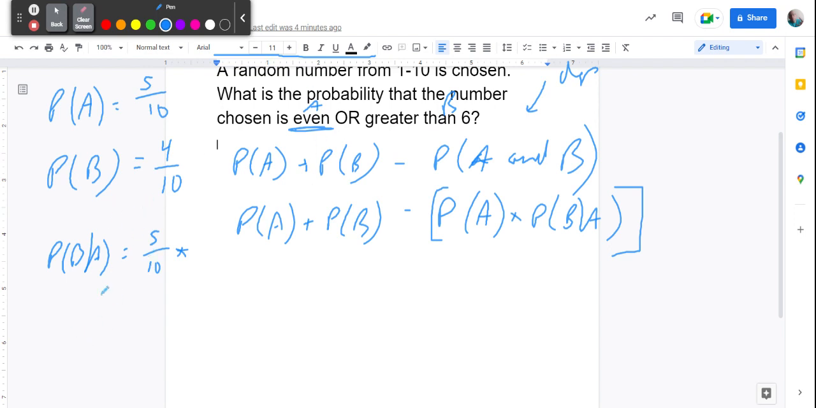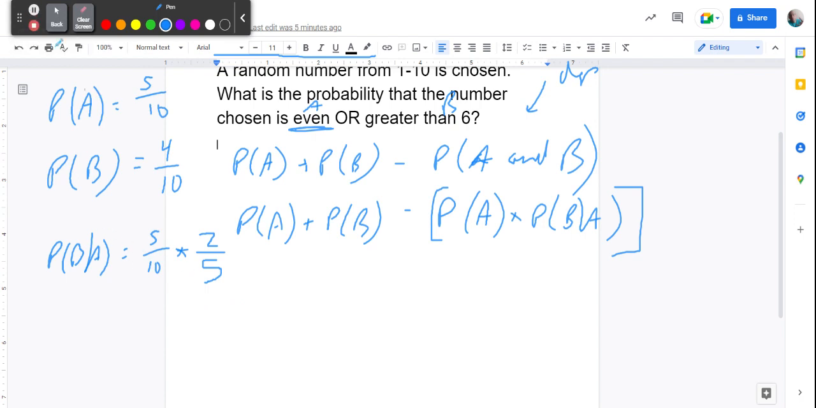So we have 5 even numbers: 2, 4, 6, 8, 10. Okay, so there's 5 even numbers. That's going to be our denominator here. All right, so even numbers greater than 6, well, just 8 and 10. There's 2. So we end up with this fraction of 5/10 times 2/5.